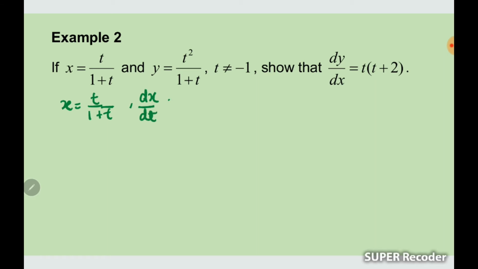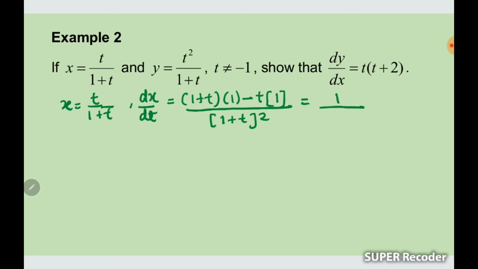We will use the quotient rule here, where u is t and 1 plus t is v. So dx/dt is equal to v u prime, v is 1 plus t, u prime, differentiate t is 1, minus u, differentiate 1 plus t, the answer is 1. Don't forget to divide by v squared, that is (1 plus t) squared. Okay, so simplify, you will get 1 over (1 plus t) squared.